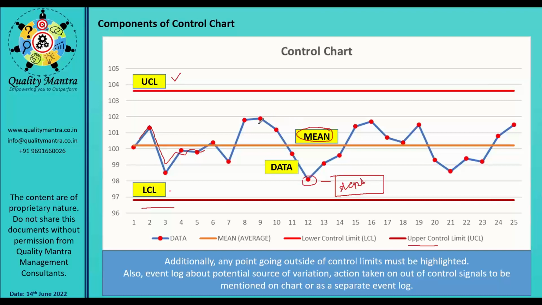Or even normal things also, if you take certain actions in the normal variation also, then you will mention them there. So it can be mentioned on the graph itself, you can write on the graph, or it can be written on a separate sheet attached to the control chart.